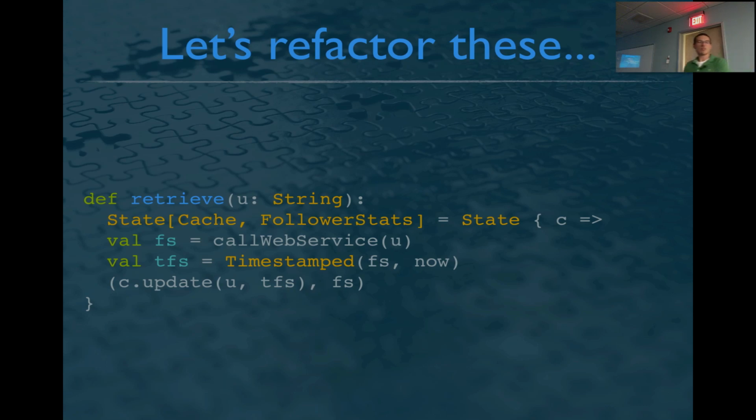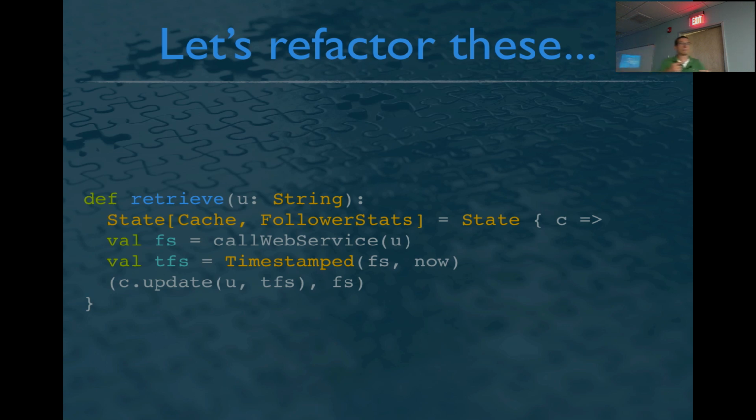But now what do we do with all the stuff before that? We could implement this as retrieve, using the first line and second line, but on the end of the second line, instead of saying equals state open brace c arrow, we could just open a normal brace block, and then say val fs equals call web service, val tfs equals timestamped fs now, and then just return state.modify _.update. But that would be really bad.